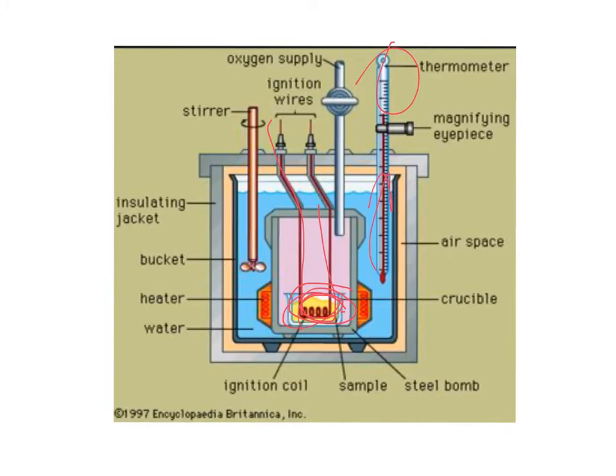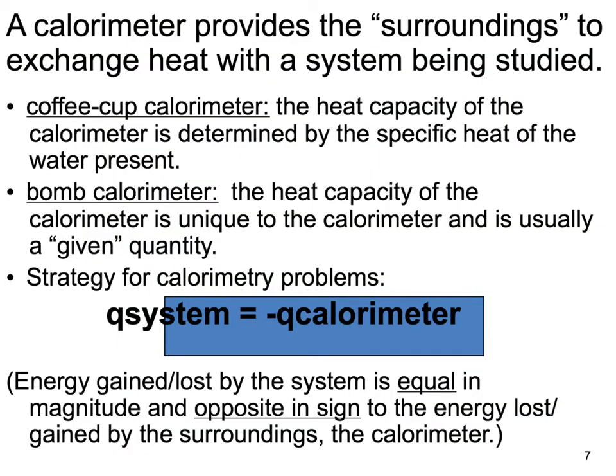When we're talking about calorimeters, they are the surroundings that exchange heat with the system that's being studied. In a coffee cup calorimeter, the heat capacity of the calorimeter is determined by the specific heat of the water, because that is what's absorbing the energy created by the system. For the bomb calorimeter, the heat capacity of the calorimeter depends on whatever's being used, and it's a given quantity. So oftentimes in this course we'll be using coffee cup calorimeters and not bomb calorimeters.